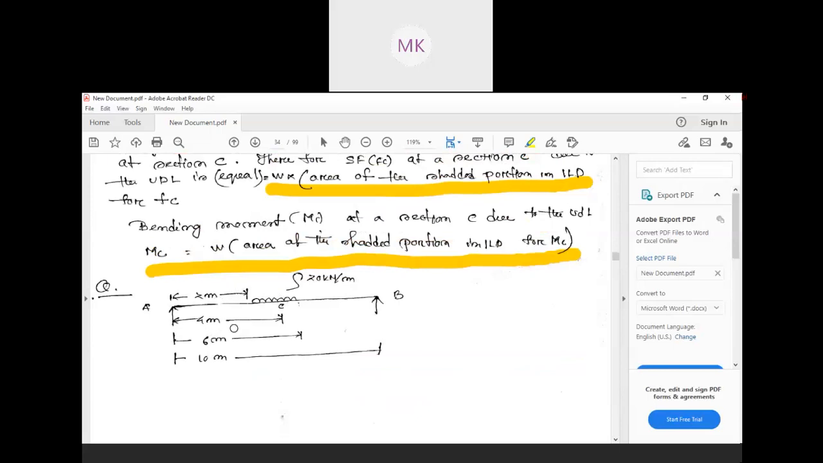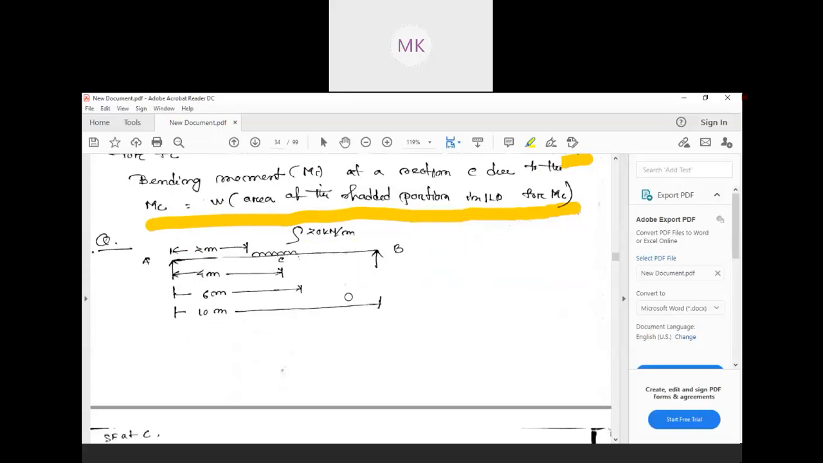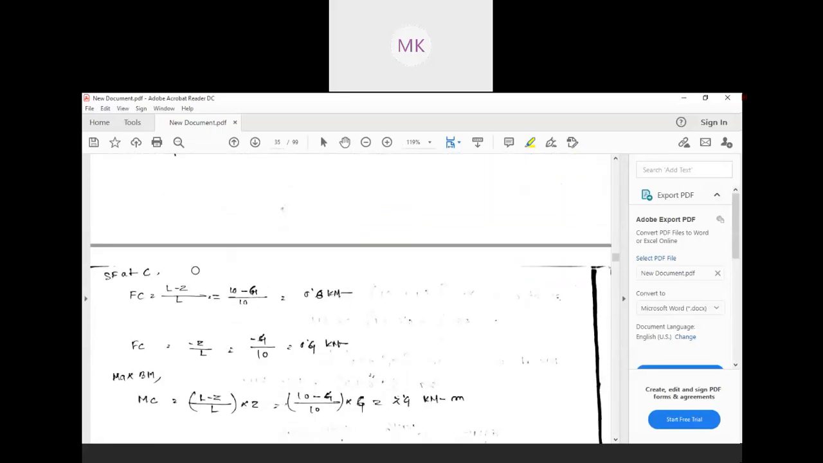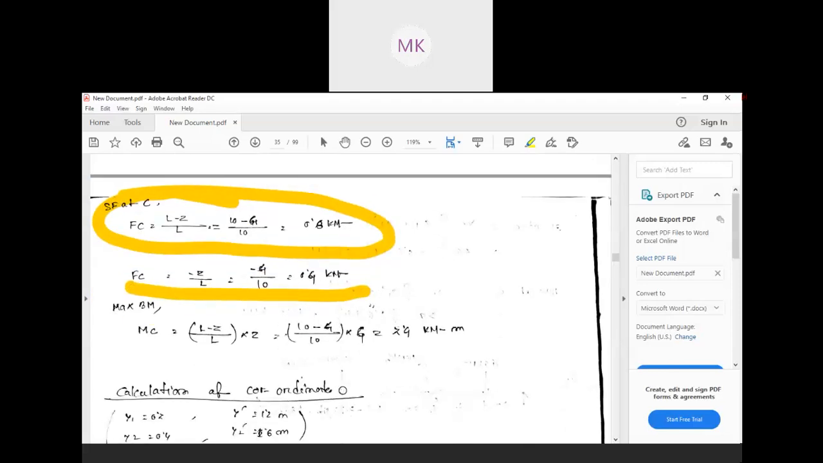So here is an example. If we consider an example, then it will be easier for us to understand. Similarly, we are considering a beam of 10 meters span, UDL of 20 kilonewton per meter, starting from 2 meter and ending at 6 meter, mid portion at 4 meter at the point C. So we are considering a simple beam. Again using the same formula, you need to find out FC, L minus Z by L. This will be the same, and similarly MC is the same. You need to find out.